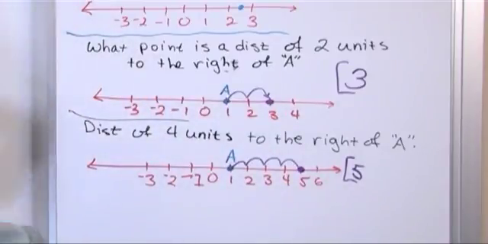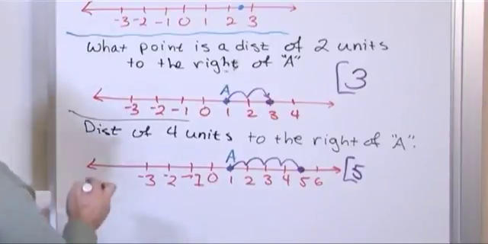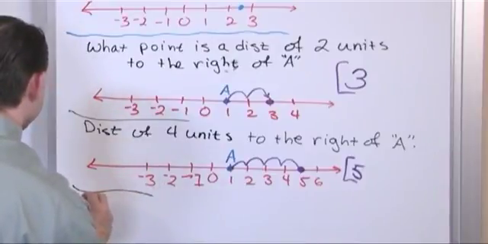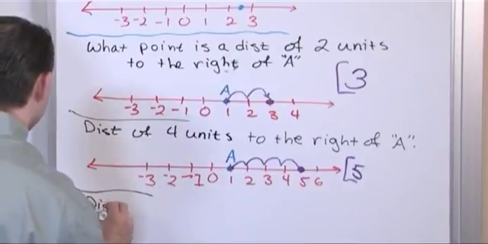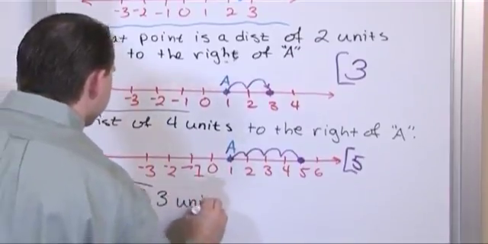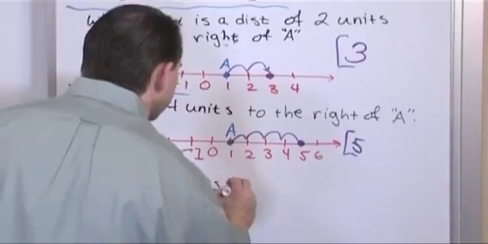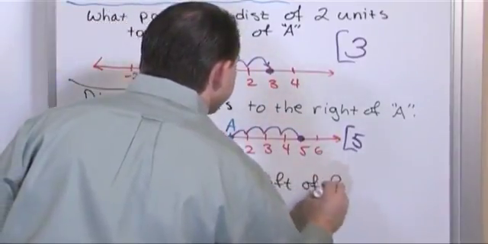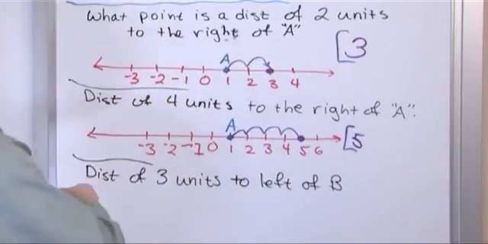Now let's do one more. This one is going to be more like what you would think of when you think of subtraction. So what point is a distance of 3 units to the left of B? And I haven't drawn it, so let's draw it.